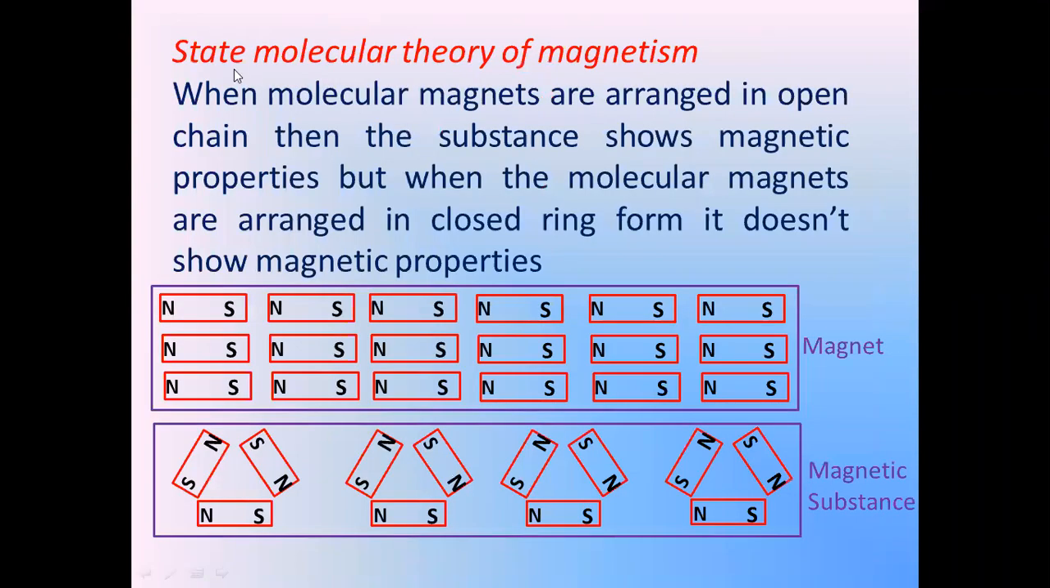So our next question is state the molecular theory of magnetism. So the answer is when molecular magnets, the small tiny magnets are arranged in open chain in a line, in a straight line, then the substance shows magnetic properties. But when the molecular magnets are arranged in closed chain like a ring form, it doesn't show magnetic properties.